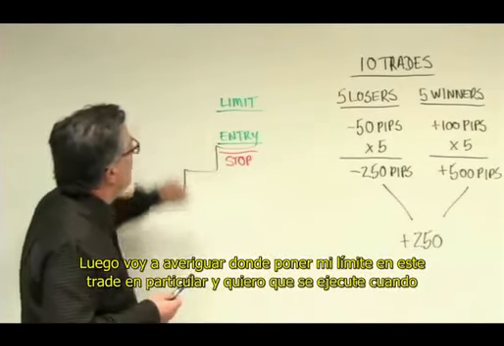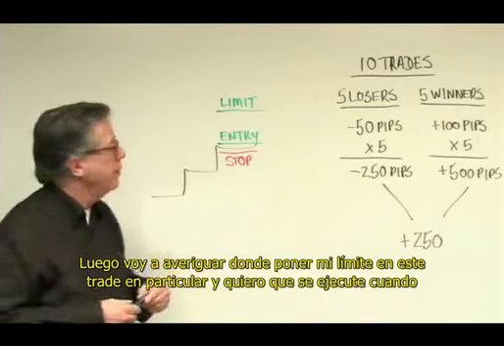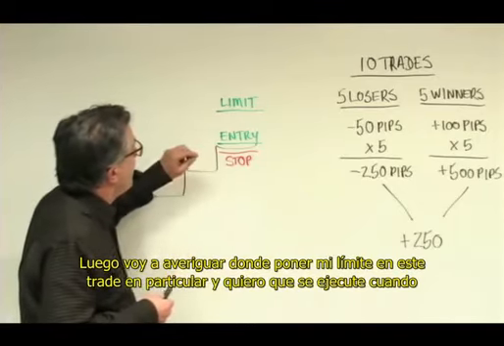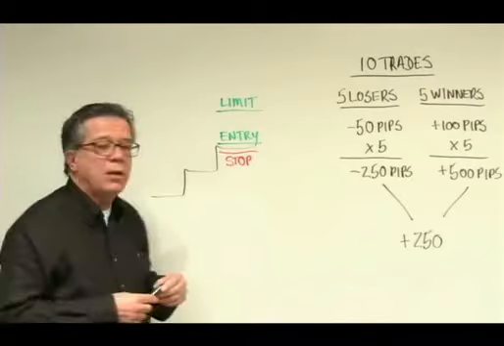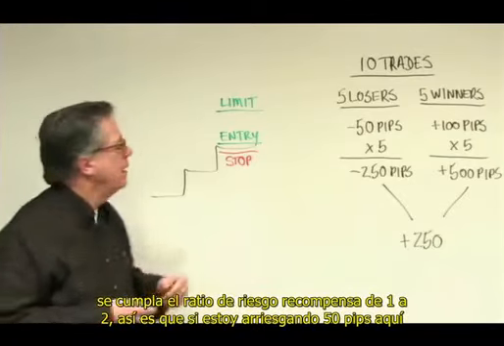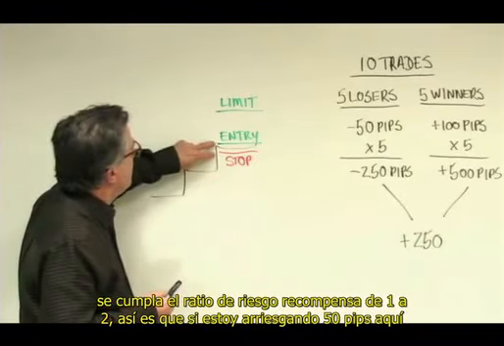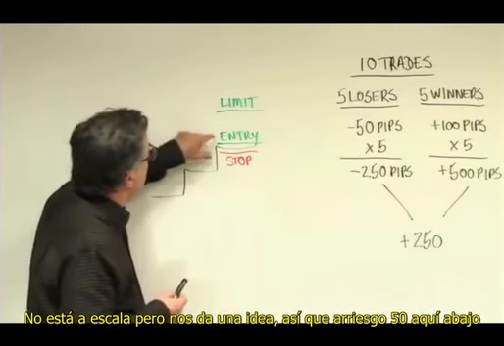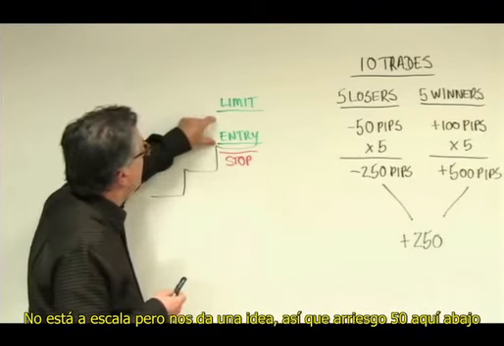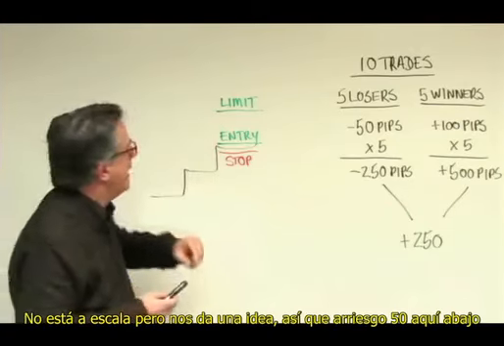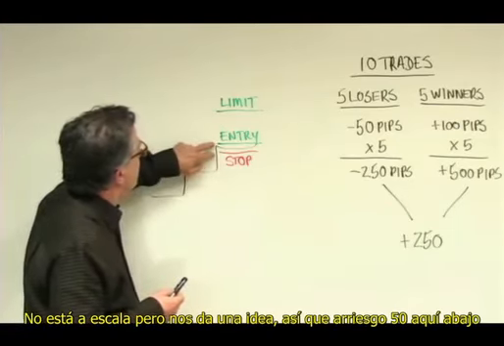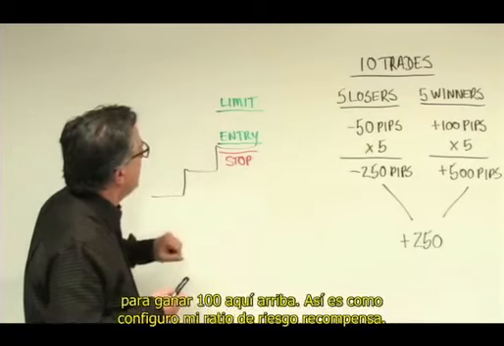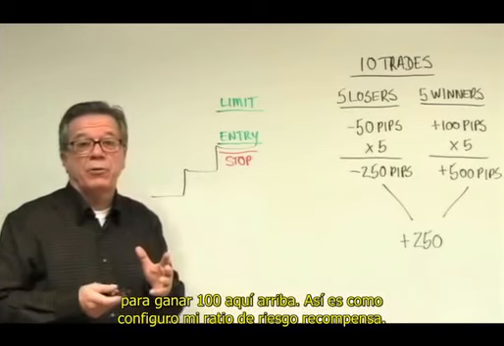Next, I figure out where I'm going to place the limit on this particular trade. And I want to execute and put in place what I call a 1-to-2 risk-reward ratio. So if I'm risking 50 pips here, I'm going to double that, so 100 pips, and my limit is going to be 100 pips above my entry. Not quite drawn to scale, but you get the idea. So I'm risking 50 down here to gain 100 on the upside. That's how I set up my risk-reward ratio.